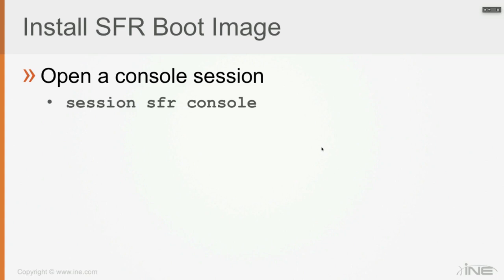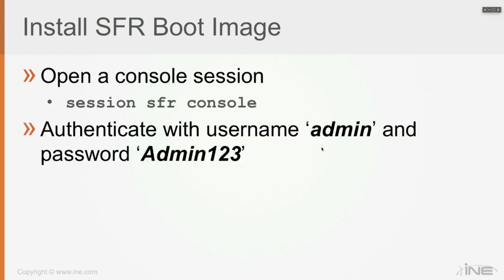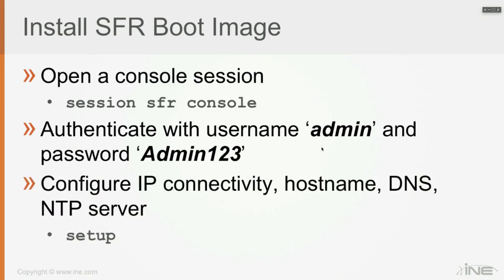So we're going to open a console session. Given the fact that this is the software version of the Firepower services, it means I'm going to say session SFR console from the ESA itself. You have to authenticate with username admin and password admin123, and you have to configure IP connectivity, host name, DNS, and NTP server, ideally via the setup command.